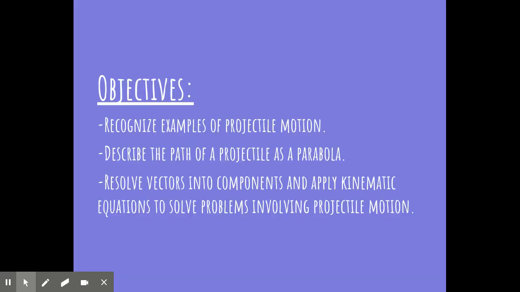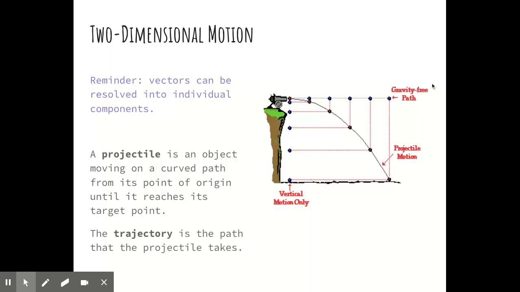So today we're going to start on projectile motion. Our goals for today are to recognize examples of that, describe the path of a projectile as a parabola, and then to resolve your vectors into components and apply some of these kinematic equations to solve your problems. Some of these equations will be familiar. We've used slightly different variations of them already this year.